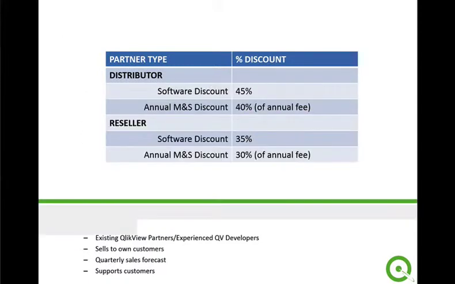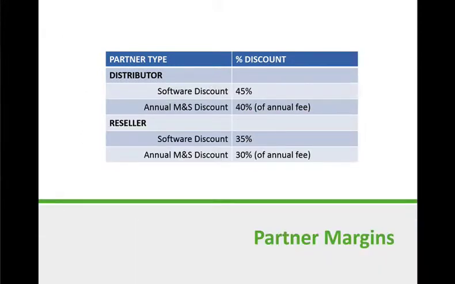The margins that we offer to partners or distributors, we are offering a software discount of 45%, an annual maintenance and support discount of 40%, and then on the resellers it's a 35 and 30% discount.